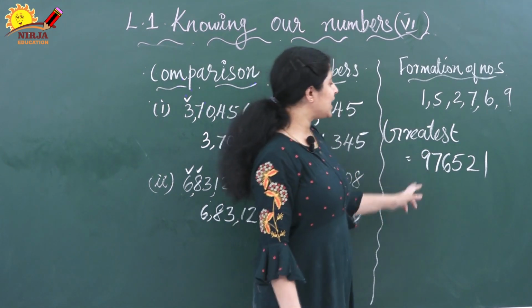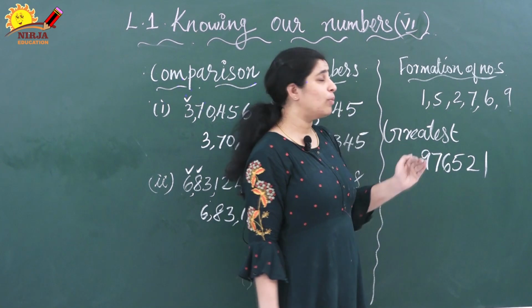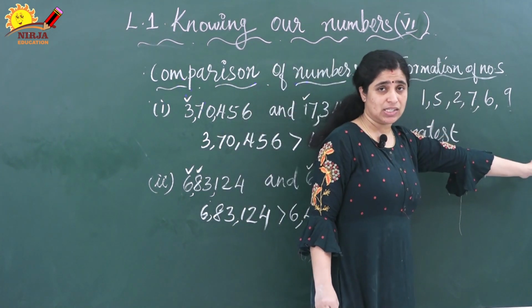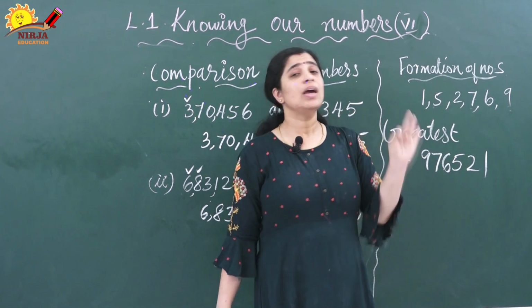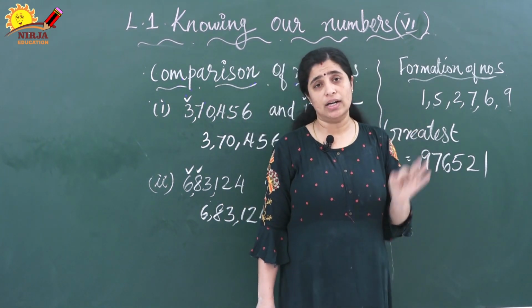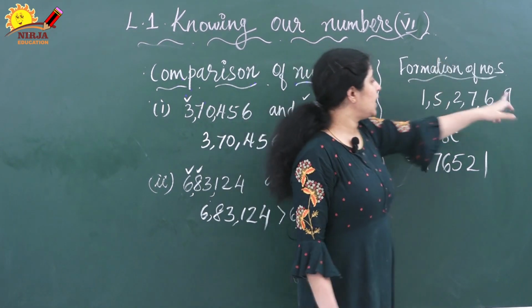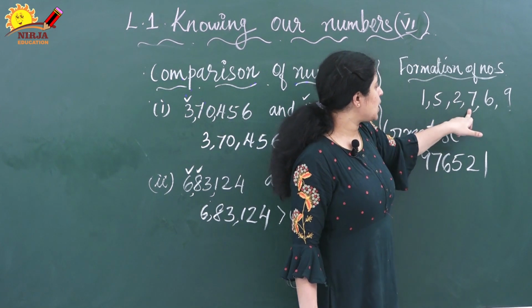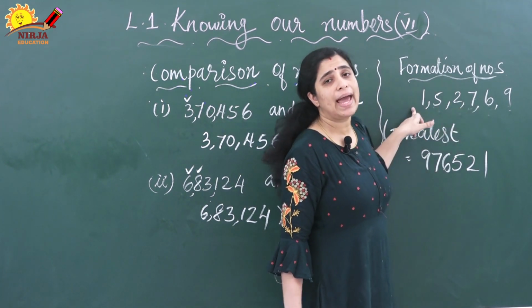So this is the greatest 6 digit number that can be formed using these 6 digits. What you have to do is write the given digits in descending order. Descending means from greater to smaller. So here 9, then 7, 6, 5, 2 and 1.